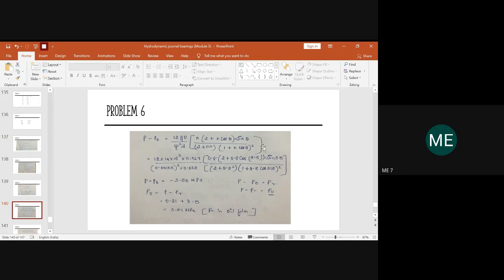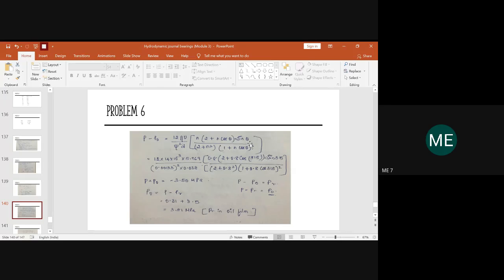So come back here and substitute. It is not theta max or theta minimum. Don't get confused. Directly write the location in which you have the oil inlet. So it is at 315 degree. So write cos 315 degree.